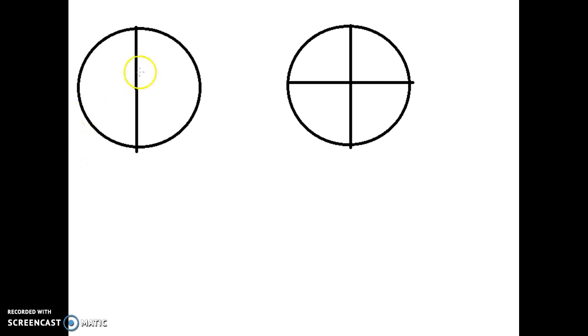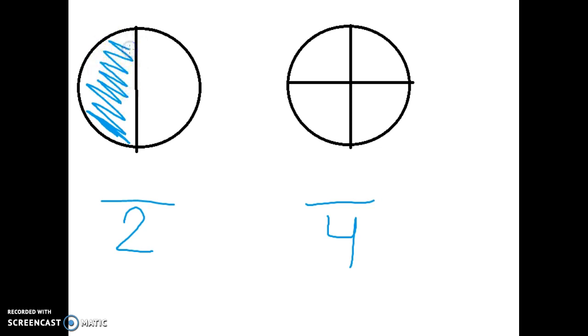I have two cookies. They are the same size, but one was broken into 2 pieces and the other was split into 1, 2, 3, 4 pieces. We'll first look at this cookie. If it's cut into 2 pieces, that means the denominator would be 2. If this cookie is cut into 4 pieces, that means the denominator would be 4. So for this cookie, I ate 1 piece, making my fraction 1/2.